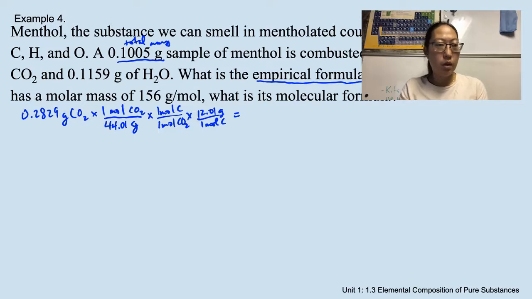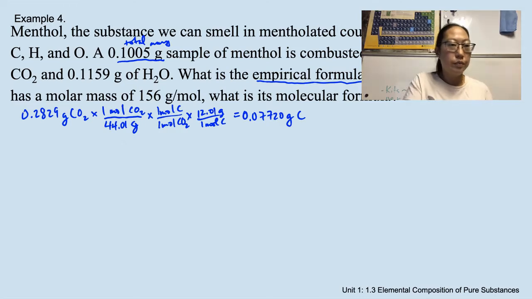So I'm going to go here, 0.2829 divided by 44.01 times 12.01. Okay, and I get 0.07720 grams of carbon. Okay, so I know that that many grams of carbon are produced based on the CO2 that comes out.